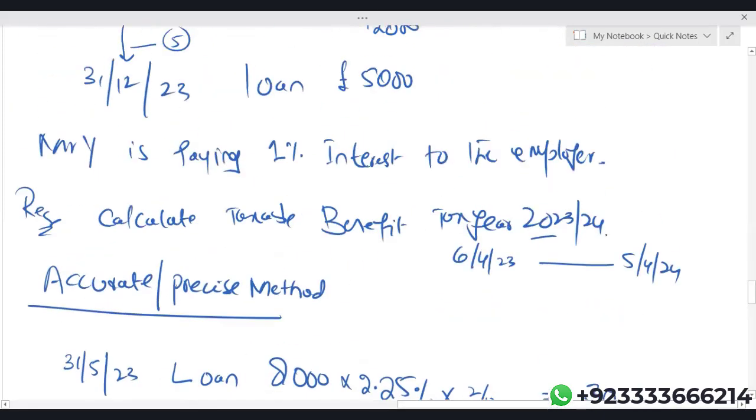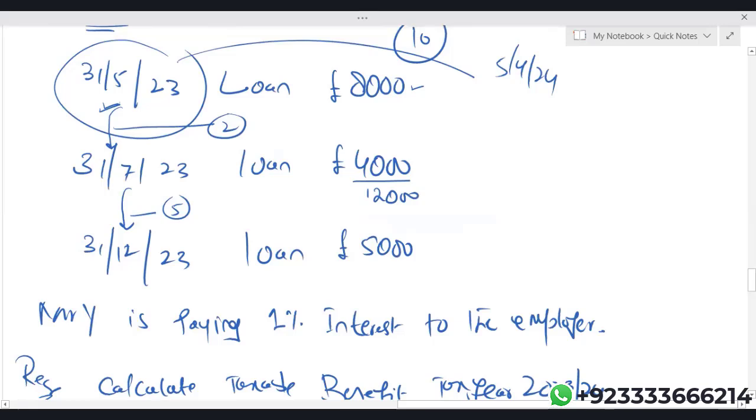Perfect. Now, on December 23, he took another loan of 5,000. Already, he was having 12. So, total loan becomes 17. So, we can say that on December 23, now the total loan has become 17,000.